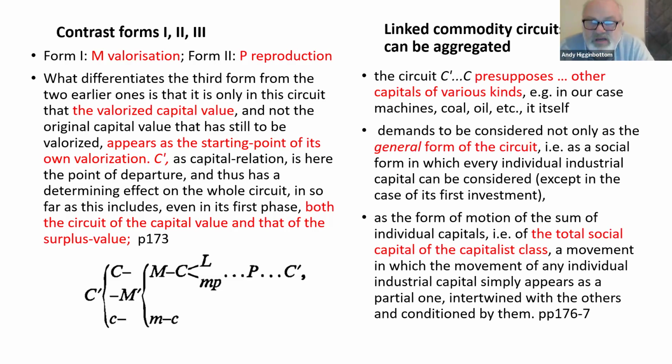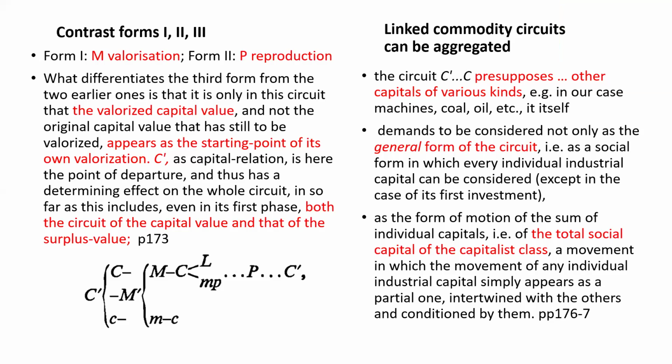Okay, he makes the argument here, which, to be honest, I'm not totally convinced by, but he sticks with it, and he does stick with it through volume 2, right? What he says is, in the form of C prime, you're going to have other capitals of various kinds. You know, you're going to have machines, coals, etc.